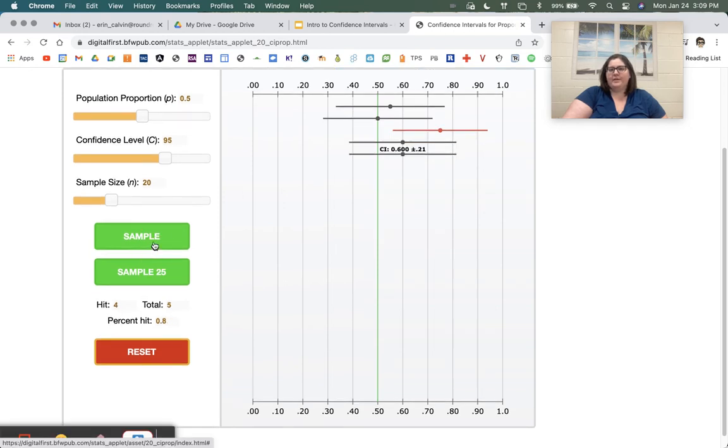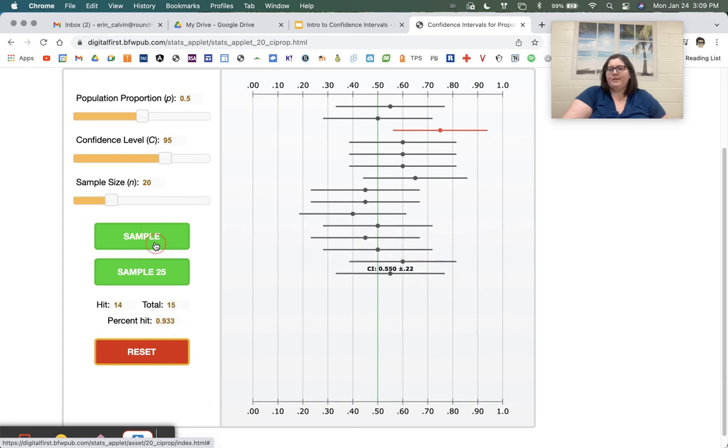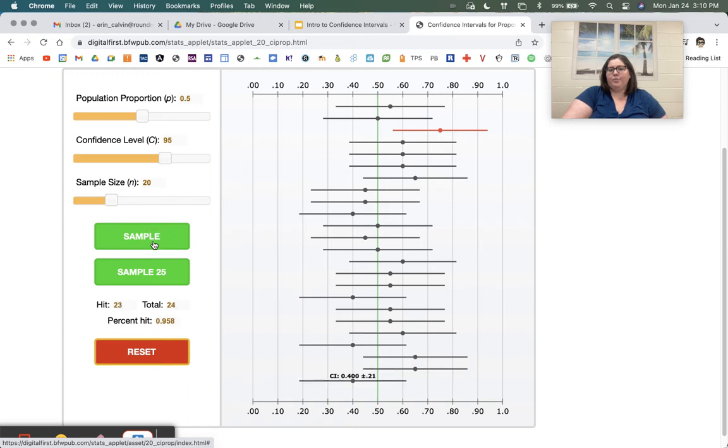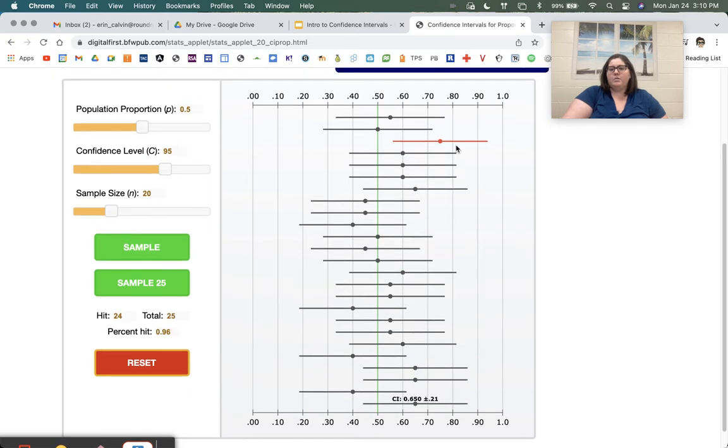And if I keep doing this, if I keep taking a bunch of samples, what we'll notice is that most of the time, my interval is capturing that 0.5 true proportion, right? So only one time did we not capture it, which is, again, why an interval is really useful. So let's see what happens if I change things.